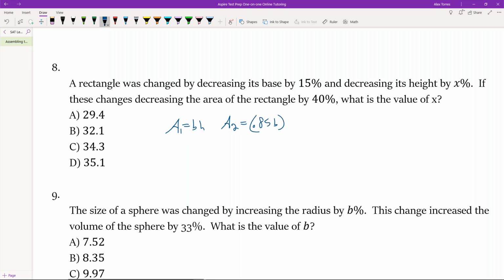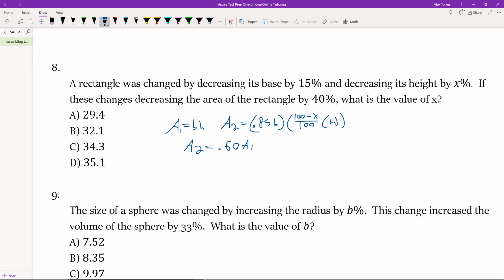And according to what we said on question 7, we're decreasing the height by an unknown percent. So instead of h, we're going to call this (100 minus x) over 100 times h. And if you're jumping around in this video, the explanation for why that is is in question 7. But the unifying statement is the second area is 60% of the first area, because if I decrease the area by 40%, you start at 100, 100 minus 40 is 60, and in decimal form, that's 0.6.